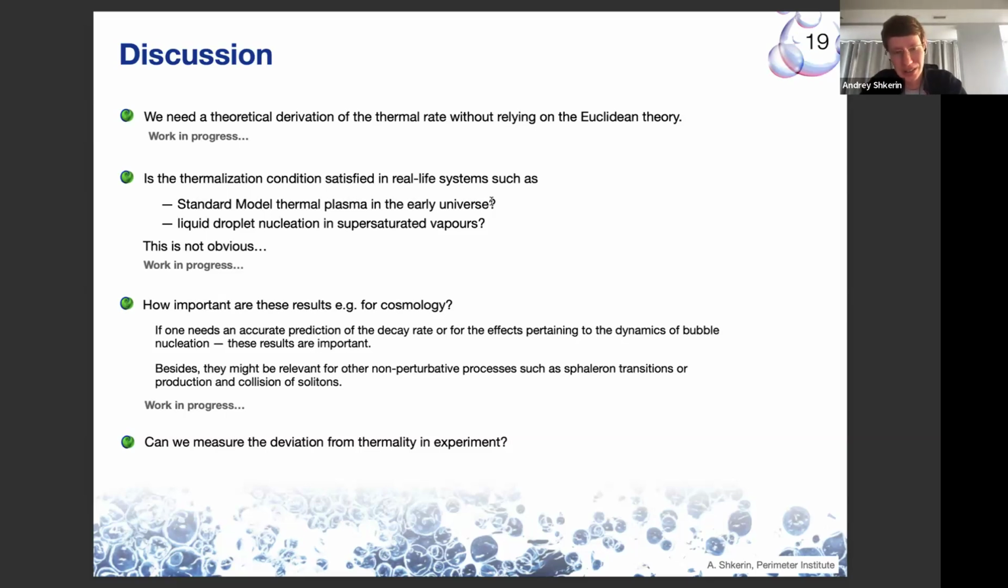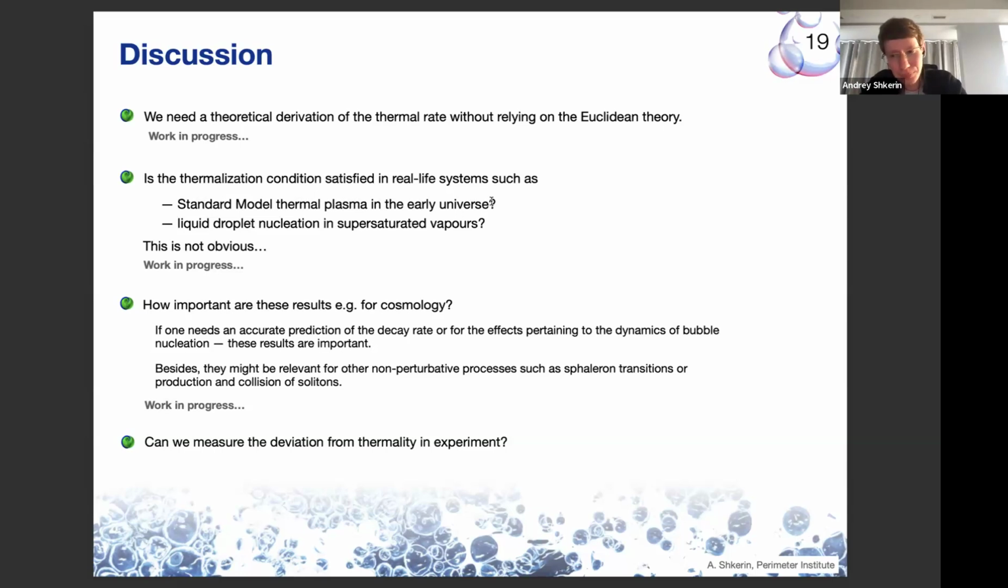The next important question is, if this thermalization condition, assuming that this conjecture is actually true, is satisfied in real-life systems featuring first-order phase transitions. For example, is this condition satisfied in the standard model thermal plasma in the early universe, or in various extensions of the standard model when you have a first-order electroweak phase transition, for example? This is not obvious. Is this condition satisfied in, for example, liquid droplet nucleation in supersaturated vapors? That's what they measure in experiments. That is also not obvious.